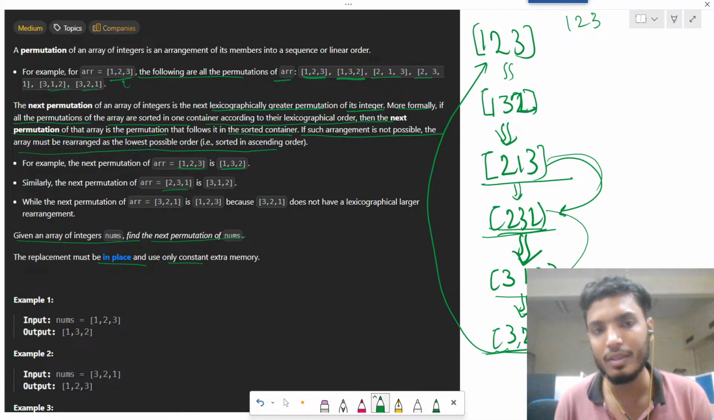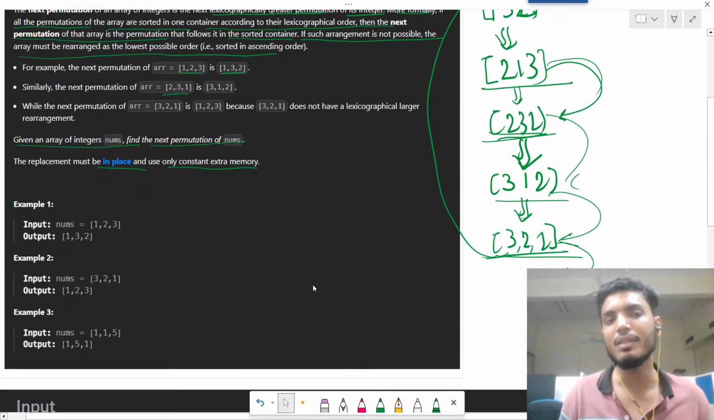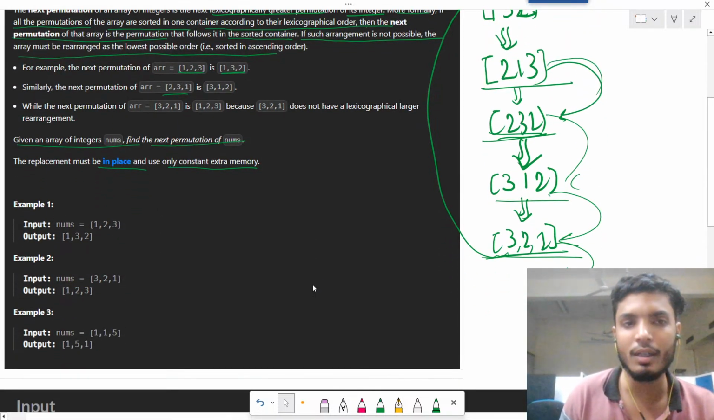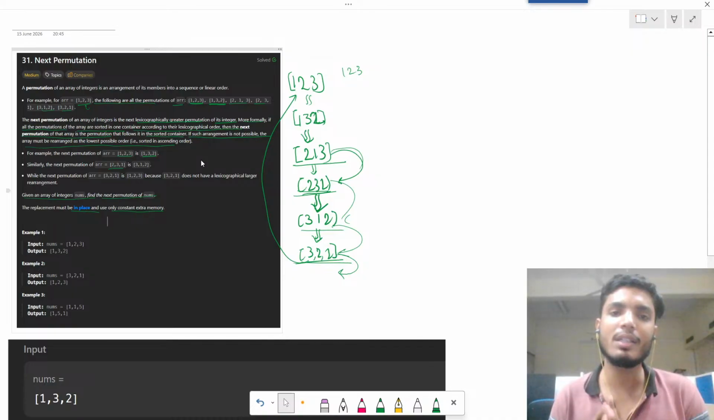and use only constant extra memory. So the replacement should be in place, and in place means it can't use any extra memory. This is the only thing. So if you understand the logic, you will easily be able to code.